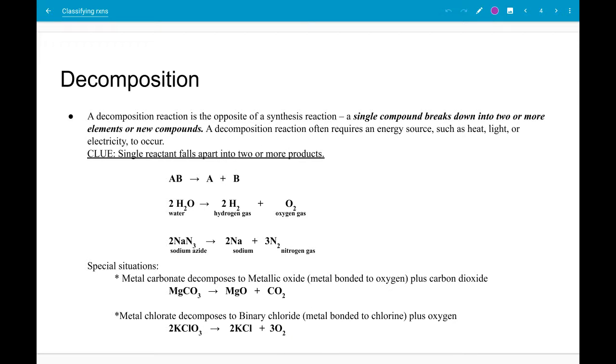Now, a decomposition is the opposite of a combination synthesis reaction. So here we're going to have one reactant breaking into its elements or something similar to that. So the way I think of it is like decomposition, decomposing a body. You're just breaking things up into parts. And so here I have water breaking up into H2 and O2, NaN3 breaking up into Na and N2. And so we have the same special situations you saw before, but now they're flipped. So that carbonate breaks up into metallic oxide and CO2, and your chlorate breaks up into the salt with a Cl and O2. Same idea.